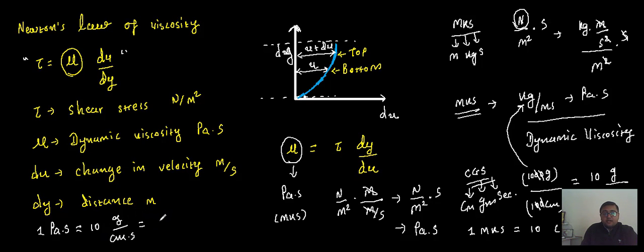It is recalled in terms of poise. It is called poise. So 1 pascal into second or 1 kg per meter second is equal to 10 poise, and that is the unit of the dynamic viscosity. So sometimes, or most of the time, in examples the dynamic viscosity is given in terms of poise.